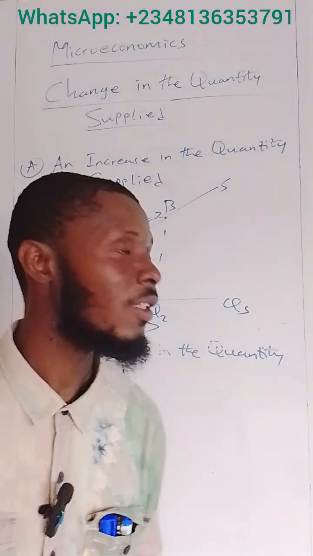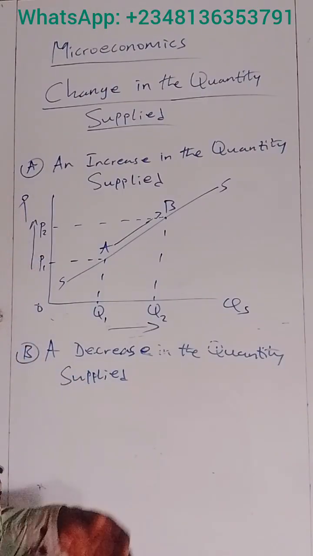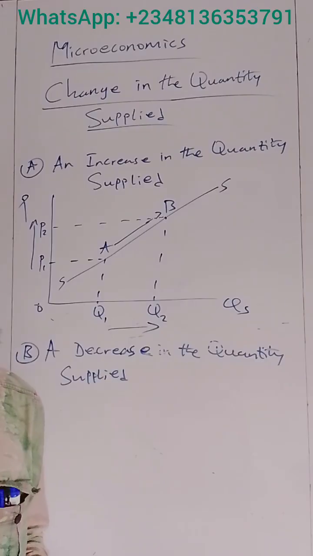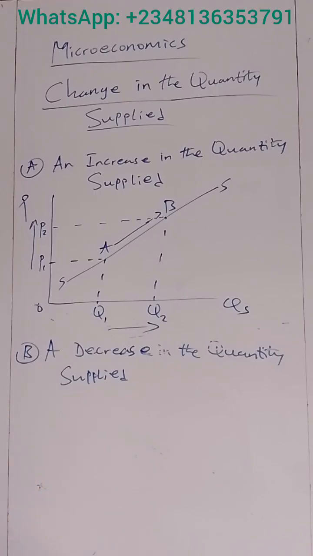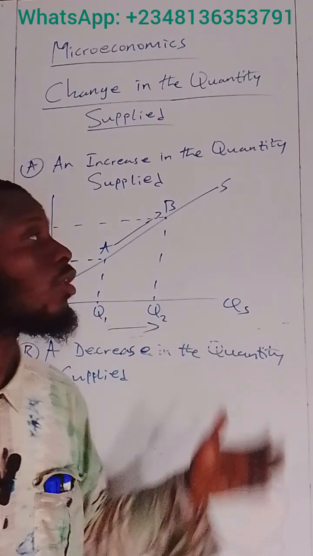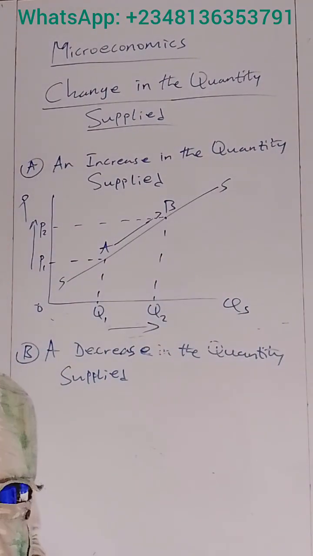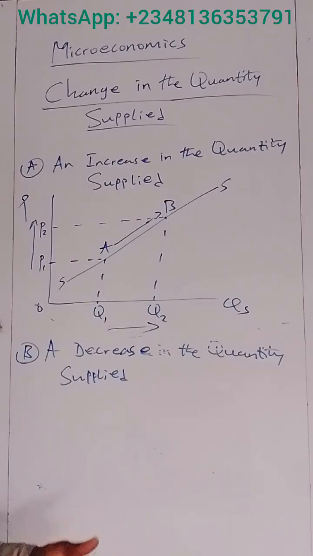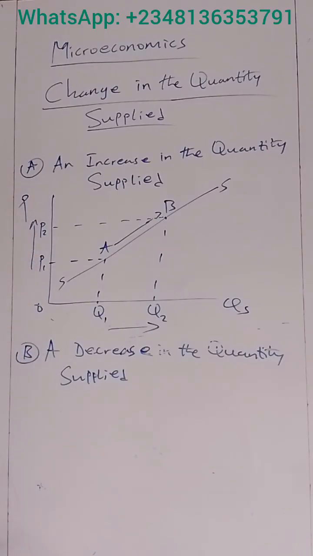The summary is that an increase in the price of the commodity is the main cause of an increase in the quantity supply of the commodity. Also, let's look at the case of the decrease in the quantity supply of the commodity. So, like we say, the summary is that an increase in the price of the commodity is the main cause of an increase in the quantity supply of a commodity. Now, let's look at the case of a decrease in the quantity supply.